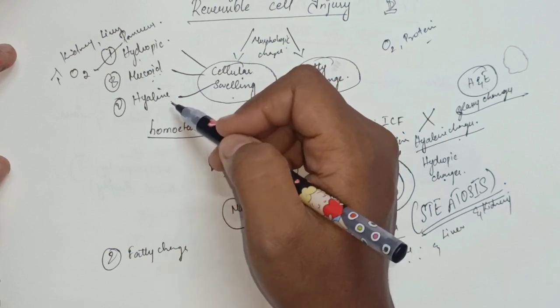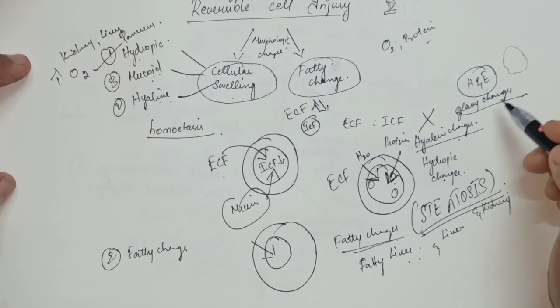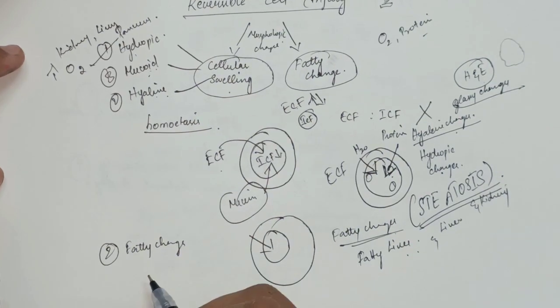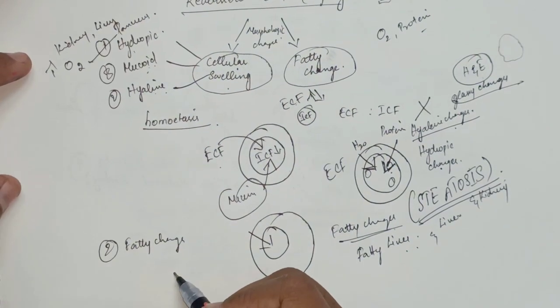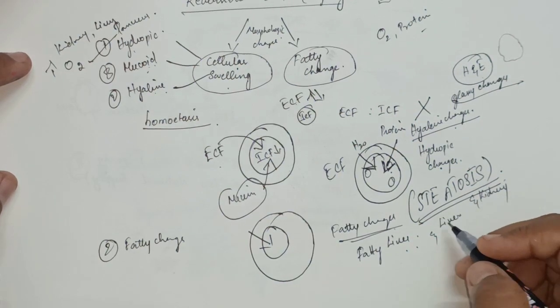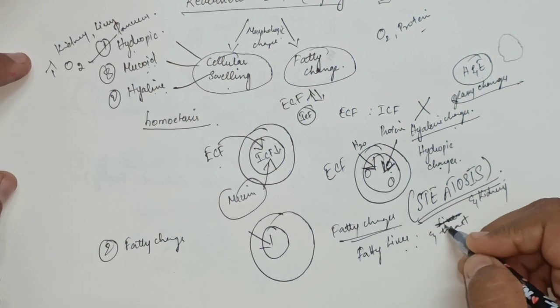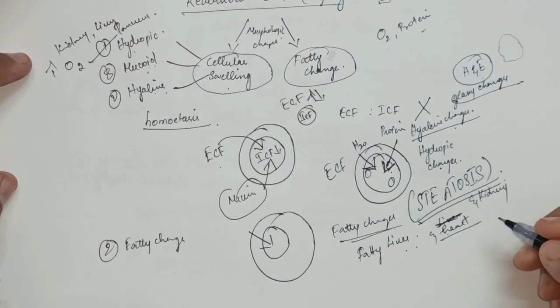If water enters, that is hydropic change. If mucin, which is a glycoprotein, enters, that is your mucoid change. If protein enters and produces the swelling, that is your hyaline change. It is also called glassy change because of the glassy appearance in the H&E stain. Fatty change is when an increased amount of fat inside the cells produces the swelling. It is also called steatosis.